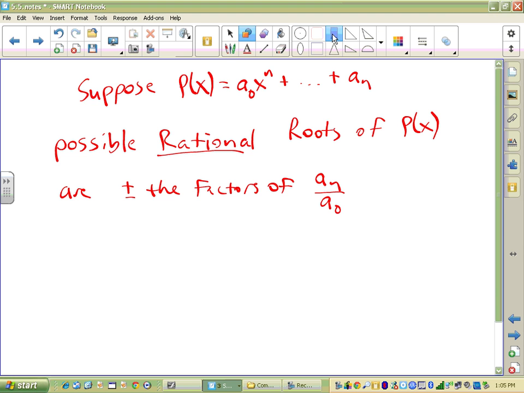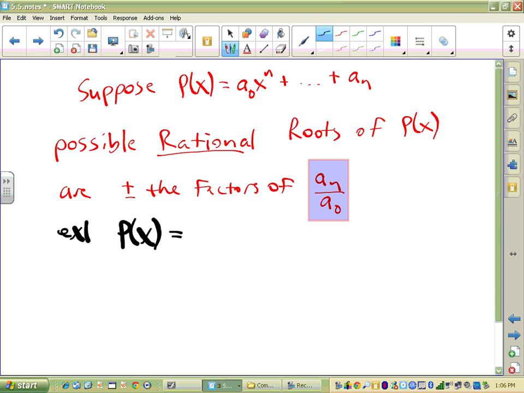That's kind of confusing. I don't get it. What are they talking about? We'll write it down. We'll look at an example. Suppose p of x is a sub 0 x to the n plus ... plus a sub n. Possible rational roots of p of x are positive or negative the factors of a sub n divided by a sub 0. What? I don't get it. So here's example 1. p of x is x cubed plus 3x squared minus 6x plus 5.